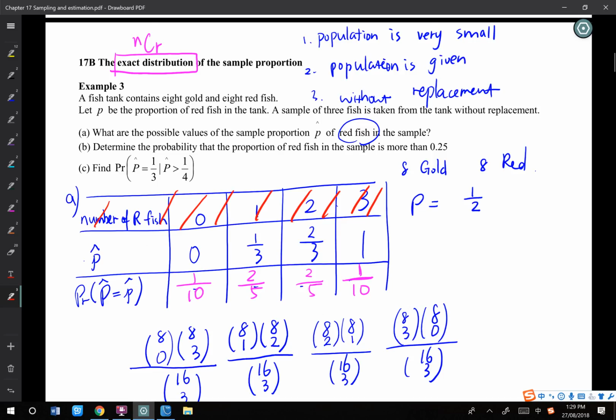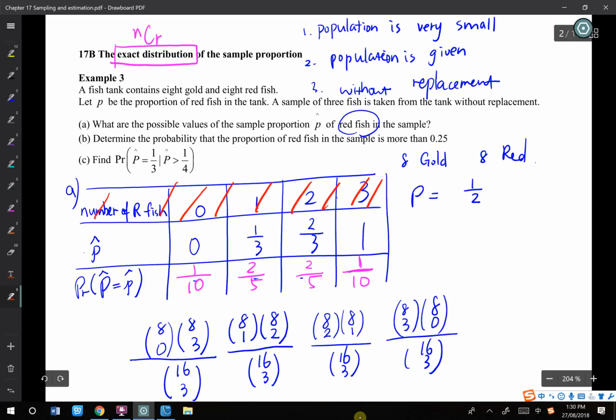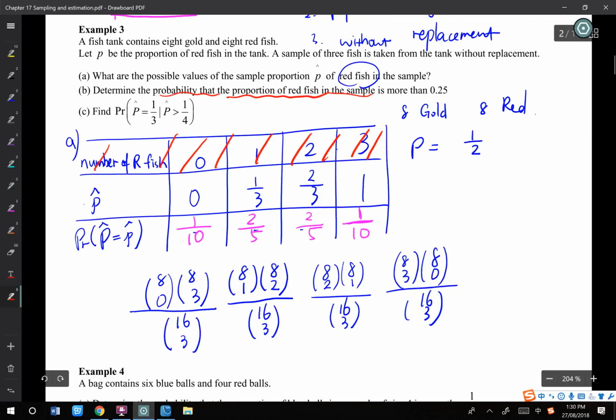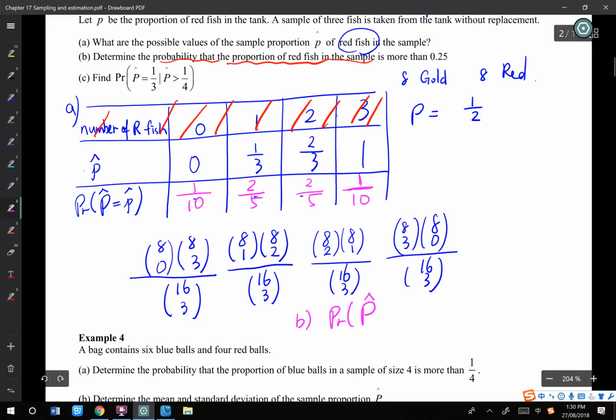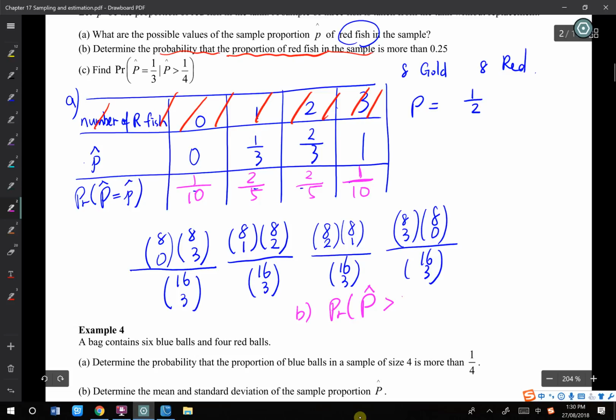Let's look at B. B is determine the probability that the proportion of red fish in the sample is more than 0.25. Again, you want the probability, proportion of red fish in the sample. So it's the sample proportion. What we'll do is probability. I'll write here for B. Probability of capital P hat is greater than 0.25 equals to what?